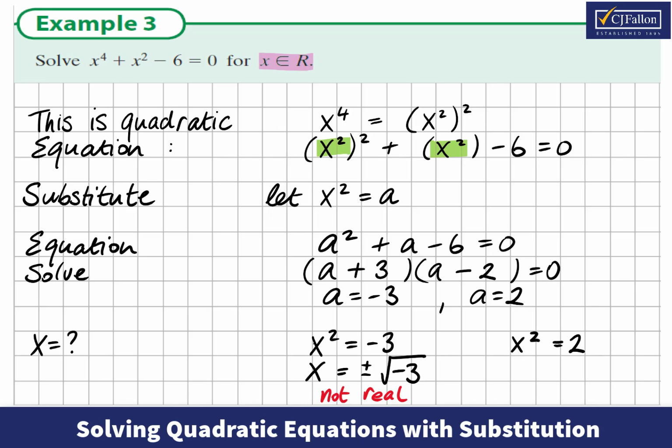The other option will be a is equal to 2, so x squared is 2. So x will be plus or minus the square root of 2. So these answers are real, so there's the two answers. So x is either plus the square root of 2 or minus the square root of 2, negative the square root of 2.